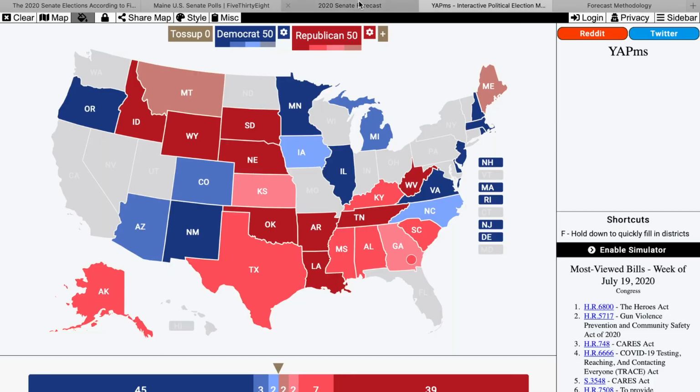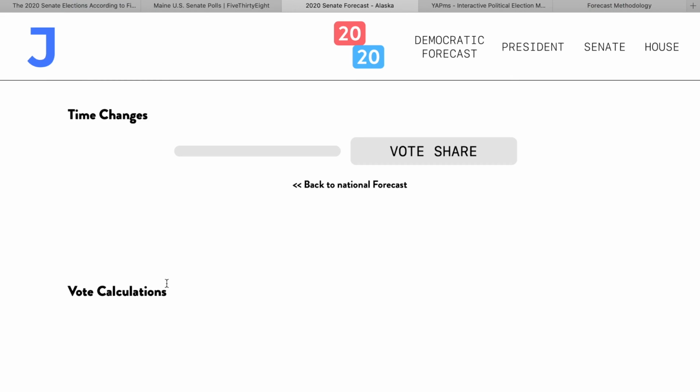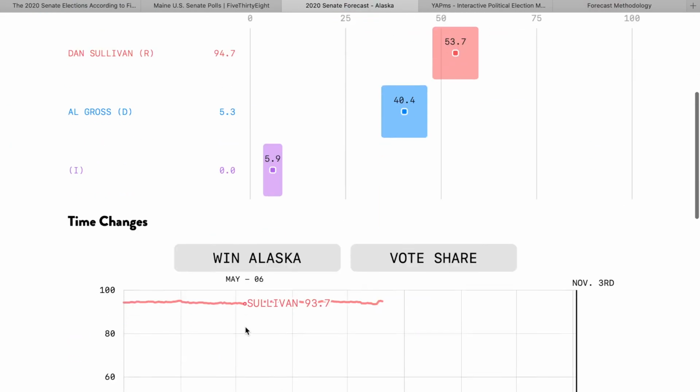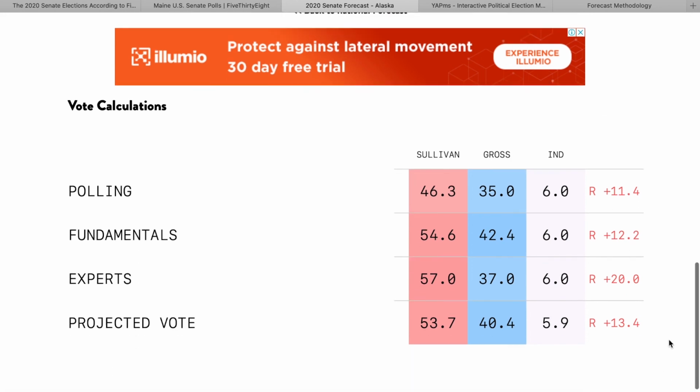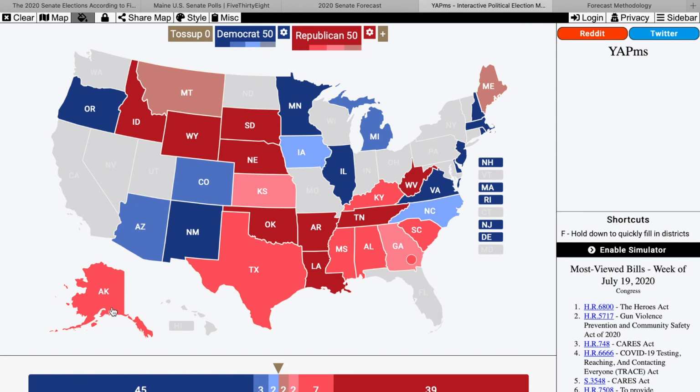So, Alaska. Alaska is quite interesting. LTE made a video saying it was a battleground state, but not really, as according to the polls, the average is Sullivan leading by 11.4 points, and the full forecast has it as a 13-point lead, so it's a likely Republican state. An 11-point lead, and it's not really that close.